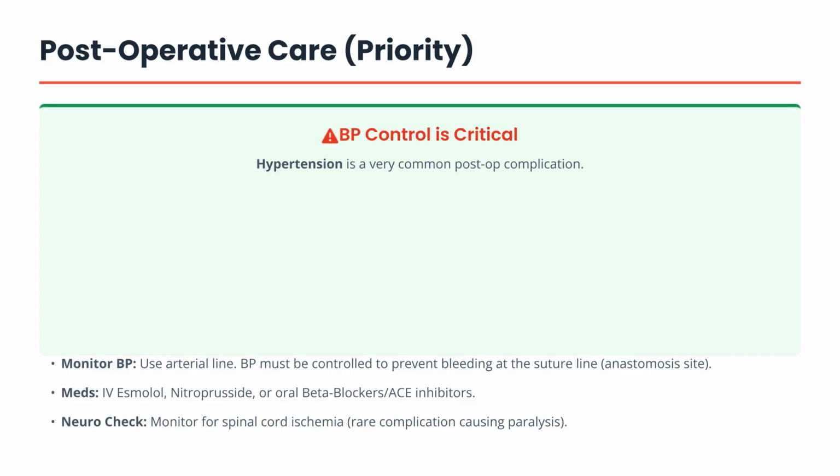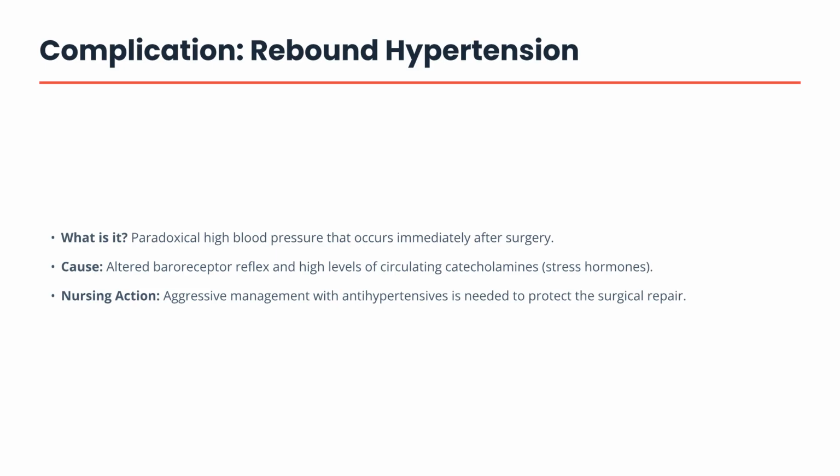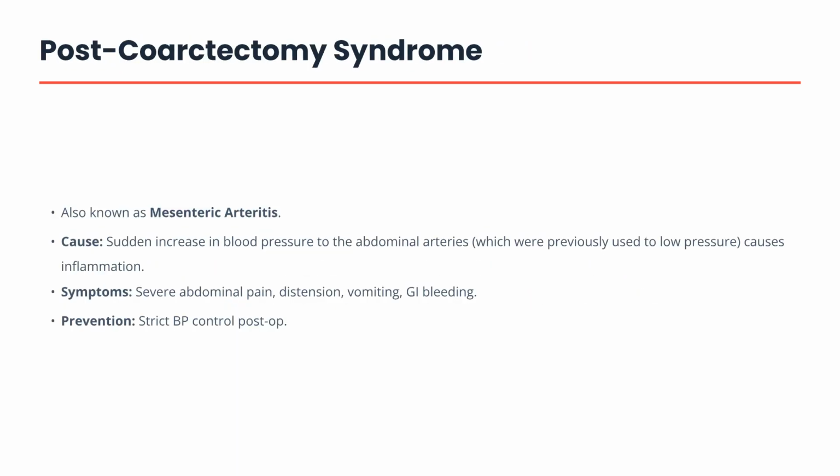Medications like esmolol or ACE inhibitors are used to prevent stress on the surgical suture line. Neurochecks are essential to monitor for rare spinal cord ischemia. Rebound hypertension is a dangerous postoperative complication characterized by a paradoxical high blood pressure immediately after surgery. It is caused by altered baroreceptor reflexes and stress hormones. Aggressive management is required to protect the repair site.